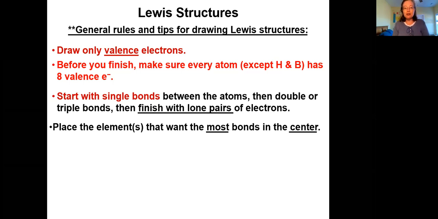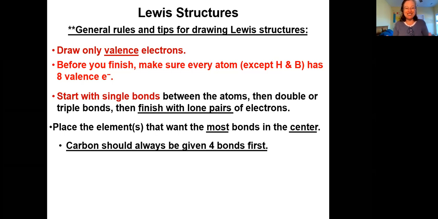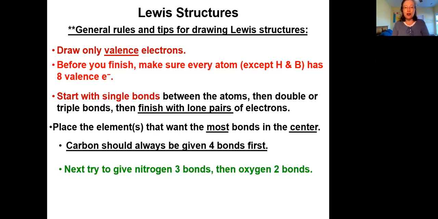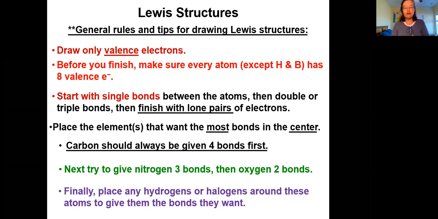We're going to place the elements that want the most bonds in the center of our drawing. Carbon, again, carbon's king. Carbon should always be given 4 bonds first. Next, you want to try to give nitrogen 3 bonds and oxygen 2 bonds. Finally, you're going to place any hydrogens or halogens, the fluorine, chlorine, bromine, iodine, the guys who only want 1 bond. You're going to put those guys around the center atoms to make sure that the center atoms get the number of bonds that they want.